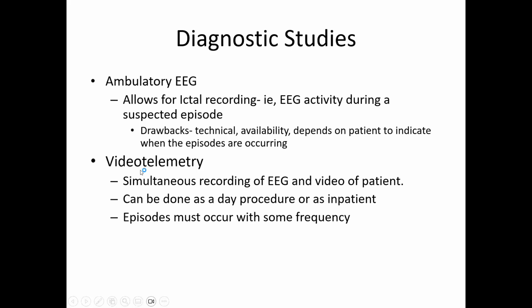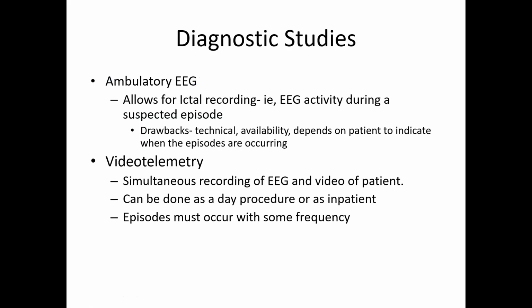Ambulatory EEG and video telemetry. Ambulatory EEG is something like a long-term EEG monitor. Basically the patient can wear the EEG machine. I don't think it's commonly done here, I'm not too sure. You do it when the diagnosis is doubtful, when you are trying to differentiate between a true epilepsy and a non-epileptic seizure.